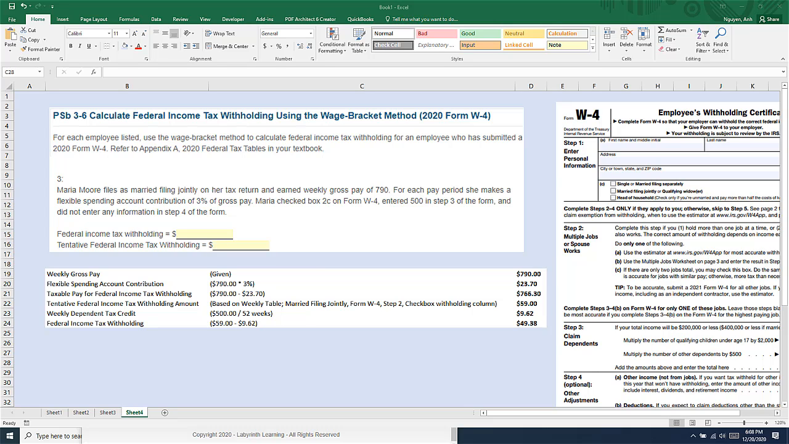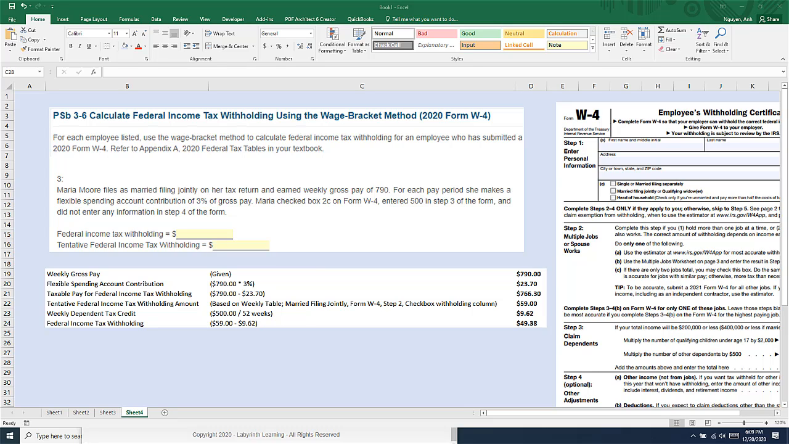In the sample problem, it reads, Maria files as married filing jointly. Very important to note, married filing jointly as the marital status. And she earned gross pay of $790 weekly. For each pay period, she makes a flexible spending account contribution. So 3% of it goes to her flexible spending account.